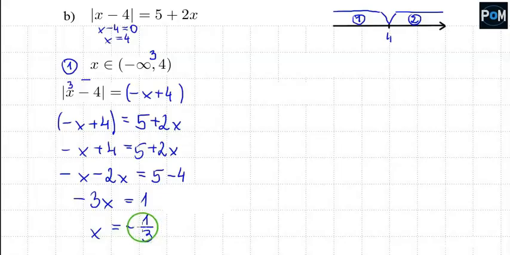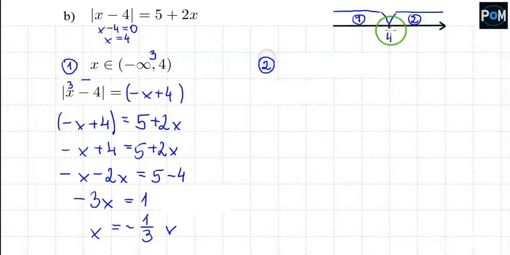Now we need to check if this result falls within our specified interval. Our interval here is from minus infinity all the way up to 4. Then this number actually fits within this specific range. Therefore, this is a good result. Everything seems to be perfectly fine here. Let's now proceed to our second interval.